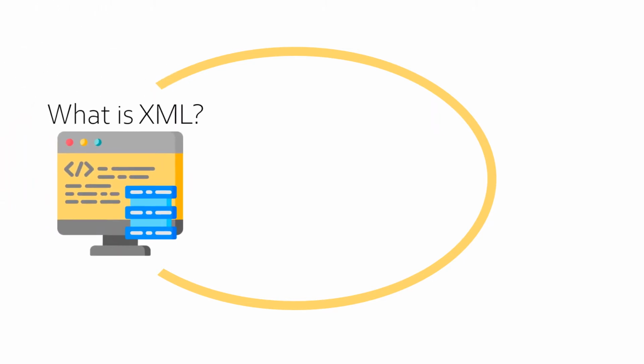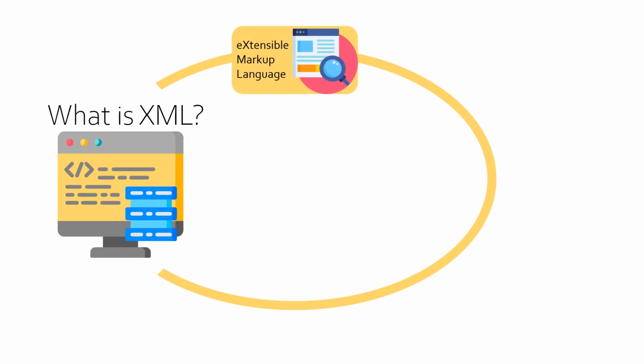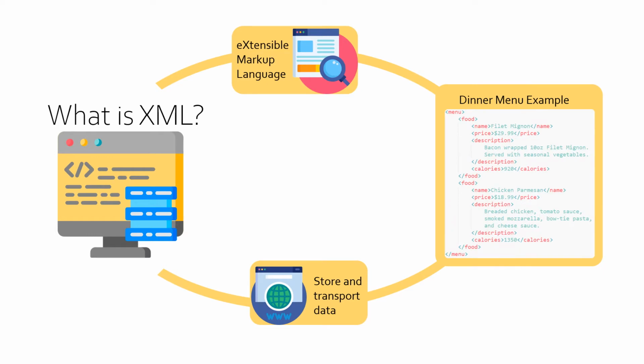So what is XML? Well, XML stands for Extensible Markup Language. But what does this mean? Well, XML is a way of describing an object through its components, or sub-objects in a way. For example, I have this dinner menu. Looking at the menu itself is an object, but what does a menu consist of? Many different food objects. And so I'm able to describe that menu by the food objects it contains.